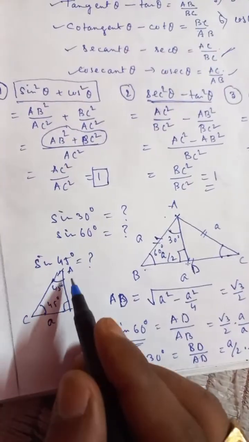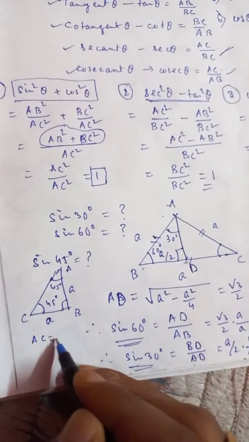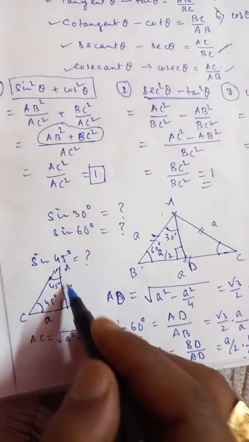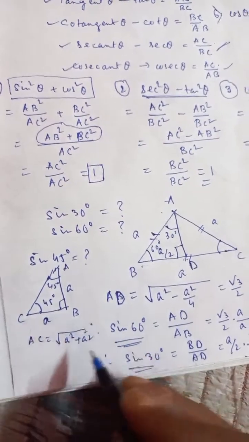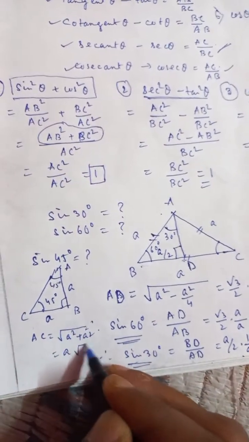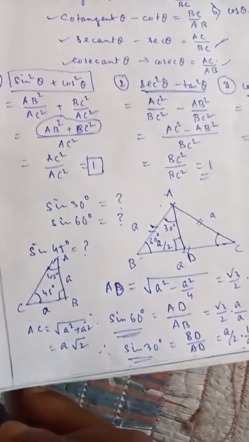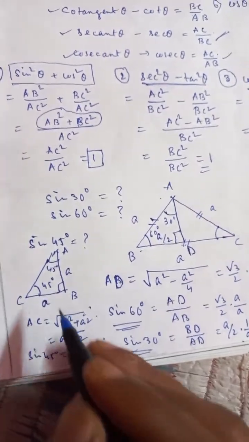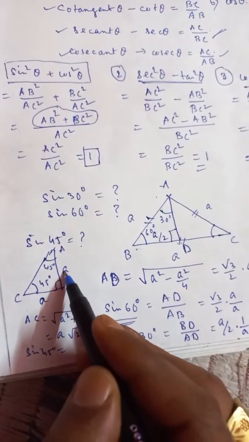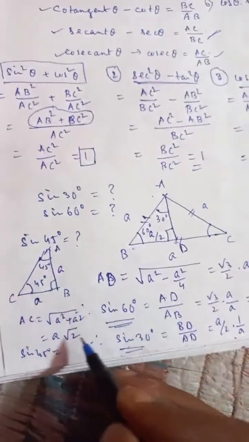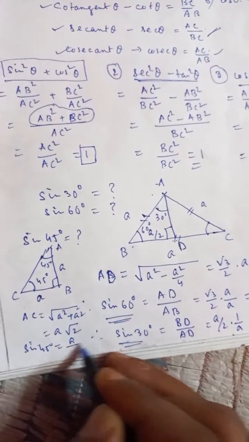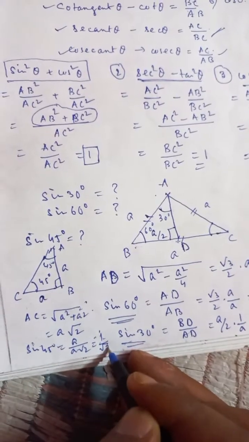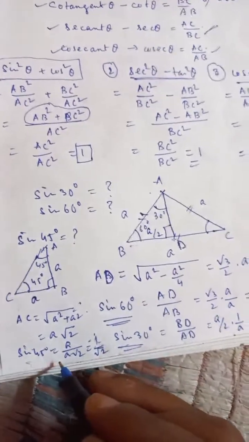So for this, AC will be under root of A square plus A square, AB square plus BC square under root. So this will be A root 2. So sin 45 degree will be height AB, which is A, by AC, which is A root 2. This will be A by A root 2, which reduces to 1 by root 2. This is the value of sin 45 degree.